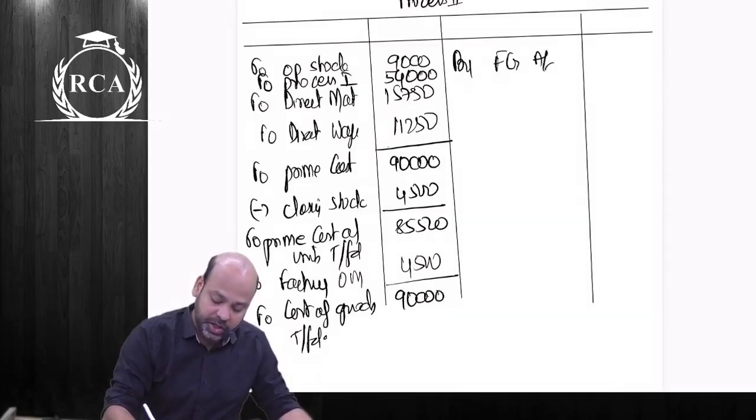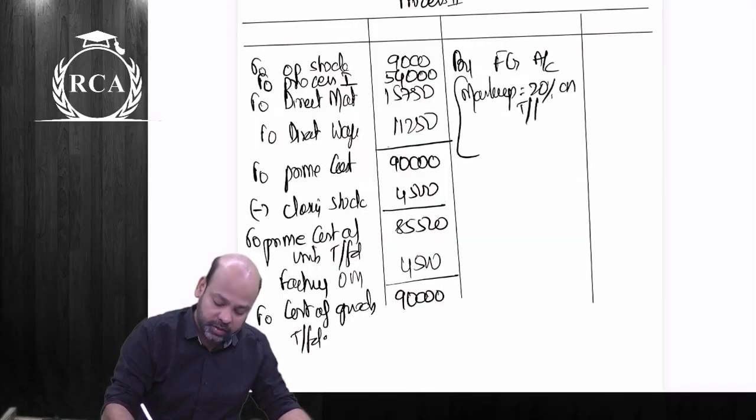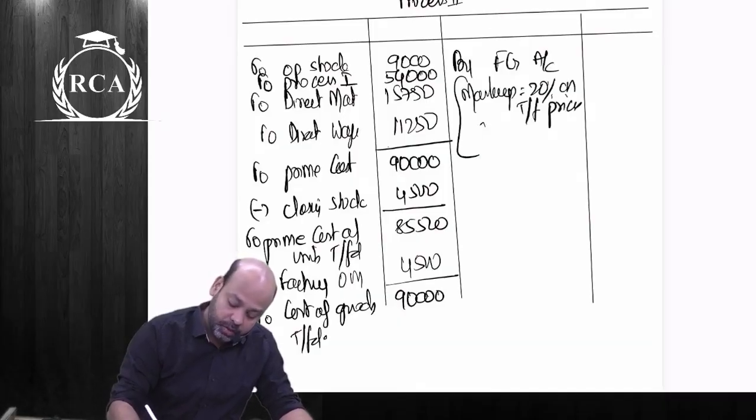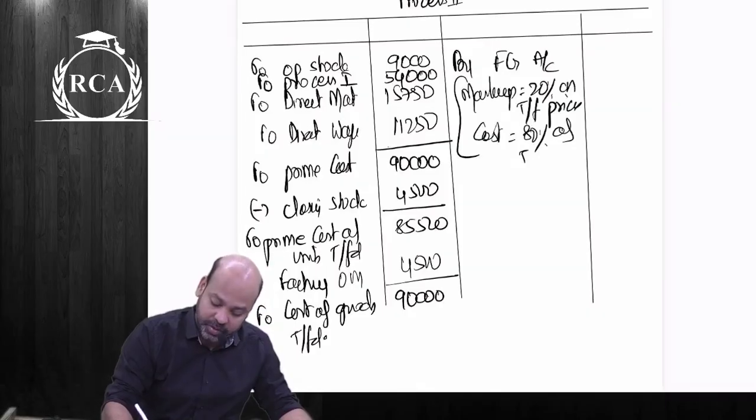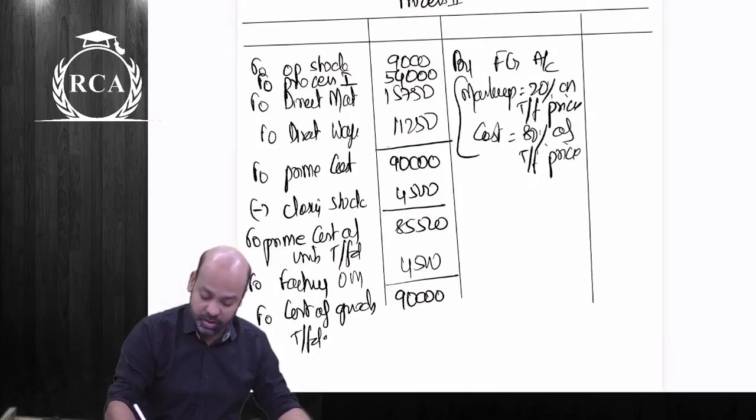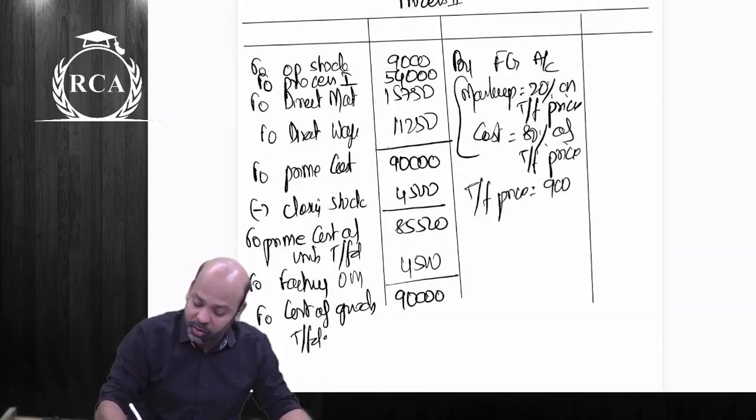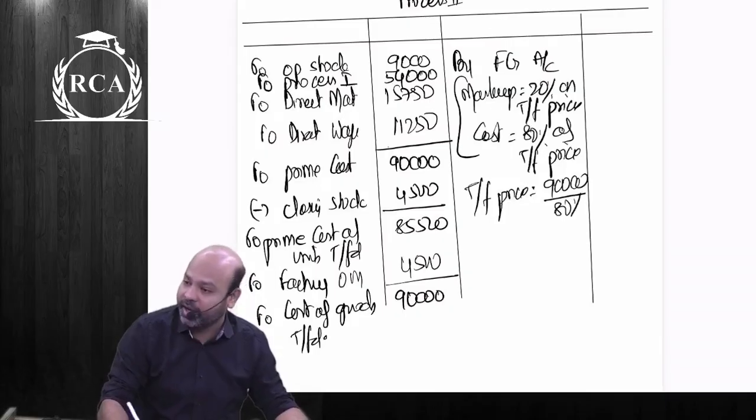$1,12,500 by FG account. You know that the markup is 20% on transfer price. It is not 20% on cost. So your cost will be how much? 80% of transfer price. Transfer price will be equal to 90,000 divided by 80%. How much is that?